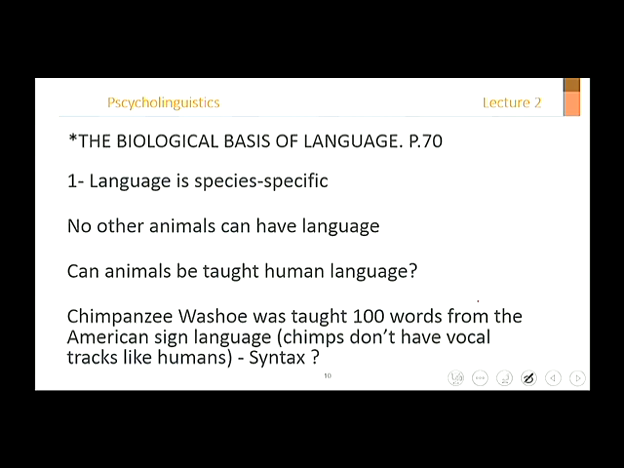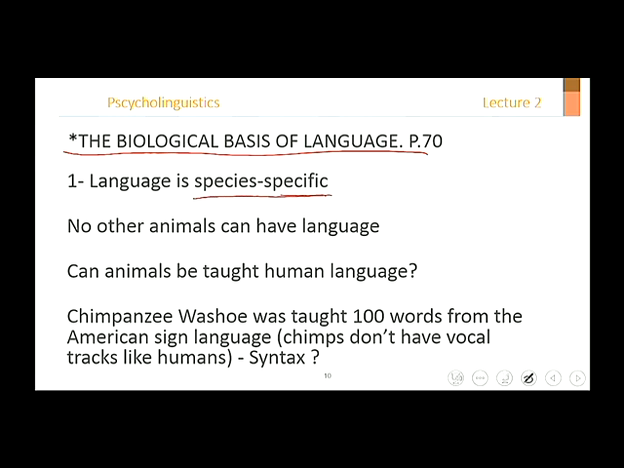Okay, now we come back to the biological basis for language. Now, many people would ask, is language biological? Is it biological or not? Some people would argue that it is biological. Some other people would say, no, it's not. Now we are going to look at some of the arguments for the fact that language is biological. All right? So first of all, language is species specific.